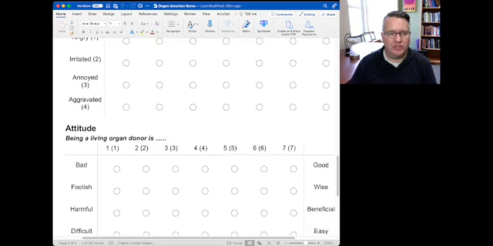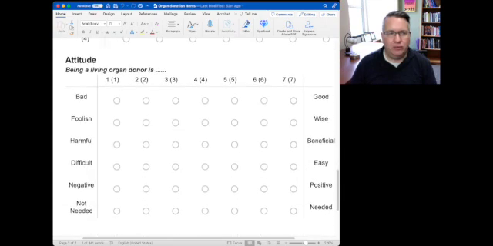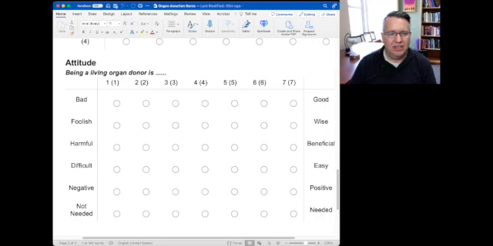And the options were bad, foolish, harmful, difficult, negative, and not needed. Or good, wise, beneficial, easy, positive, and needed. So those are the attitude options used in this study.